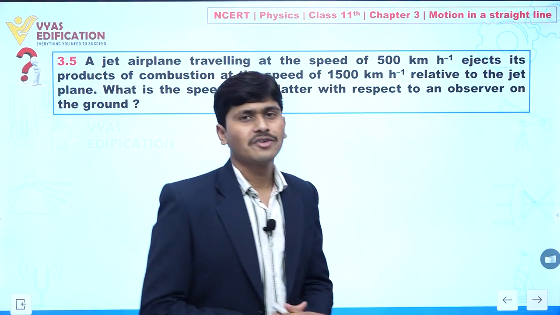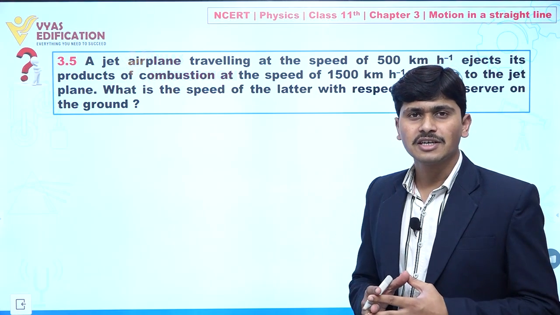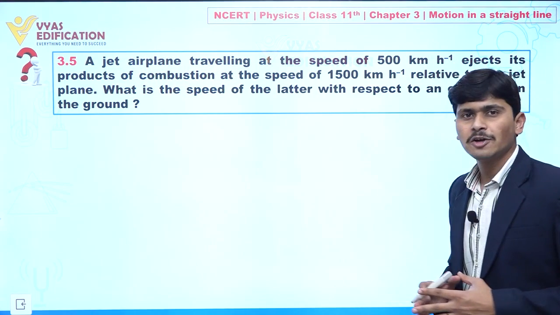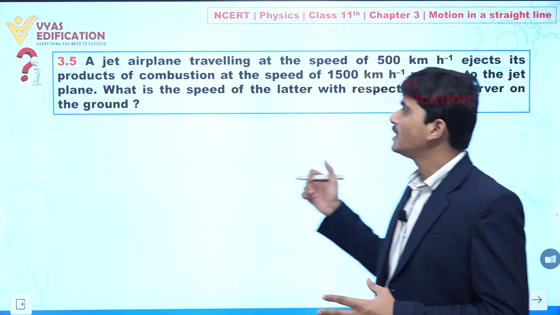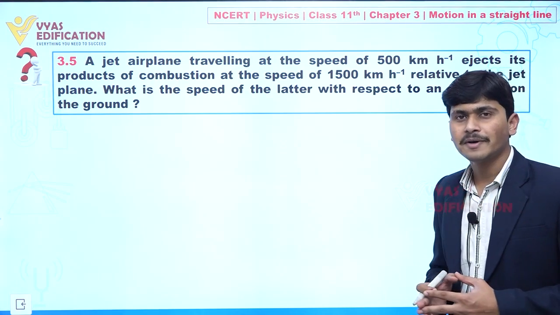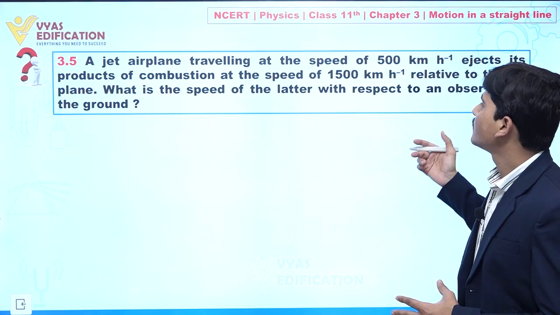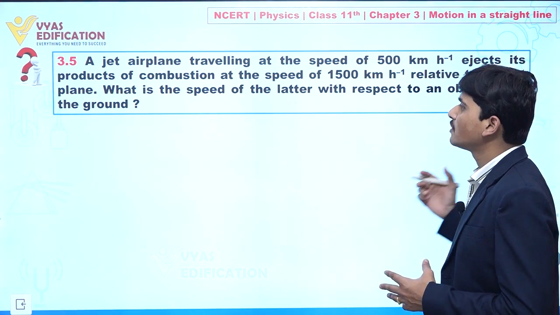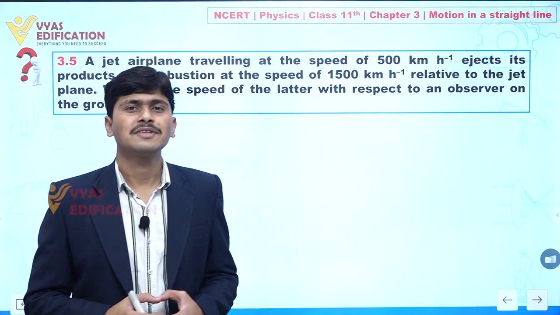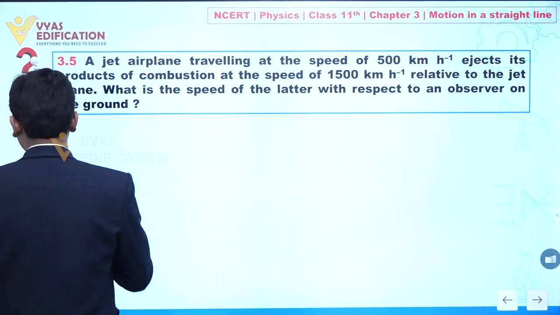Now dear student, we are going to discuss question number 3.5, and in this question it is given to you: a jet airplane traveling at the speed of 500 km per hour ejects its products of combustion at the speed of 1500 km per hour relative to the jet plane. What is the speed of the latter with respect to an observer on the ground? So now dear student, here we will find the concept of relative velocity. So for the solution, concentrate on the screen.